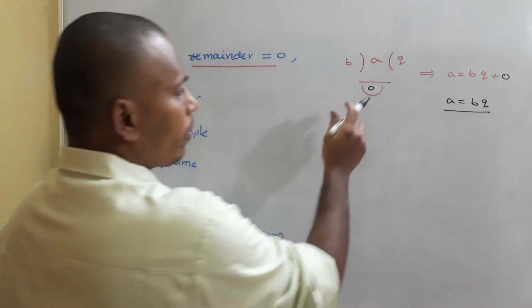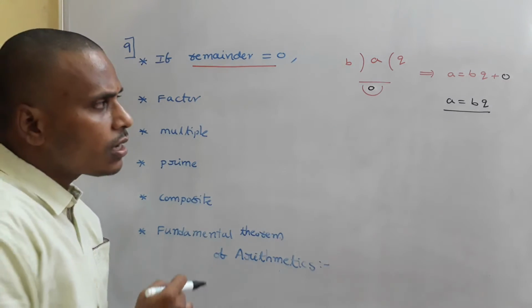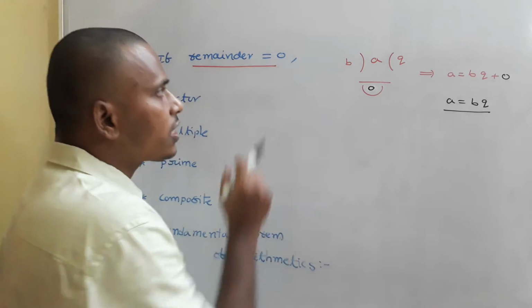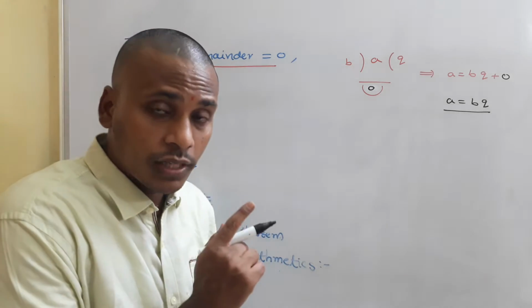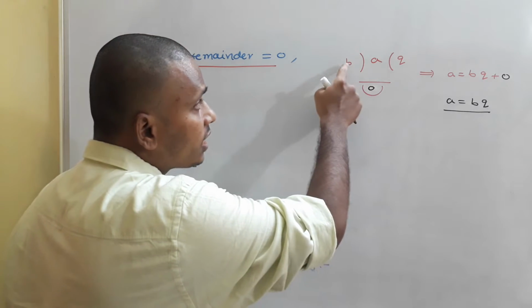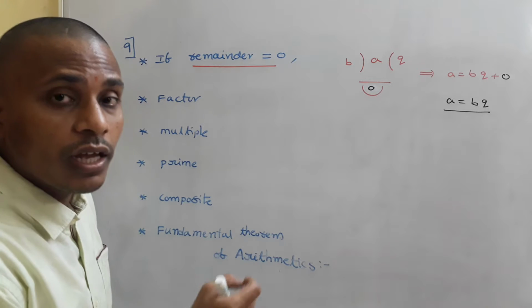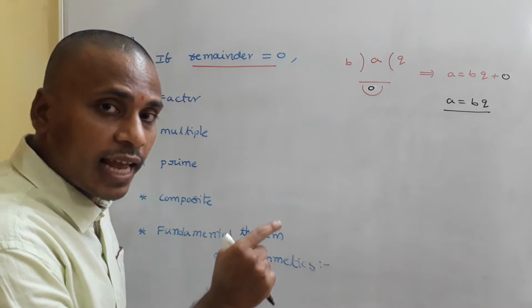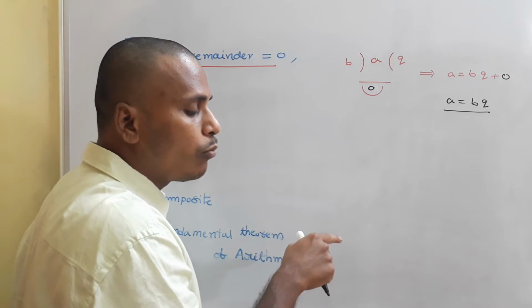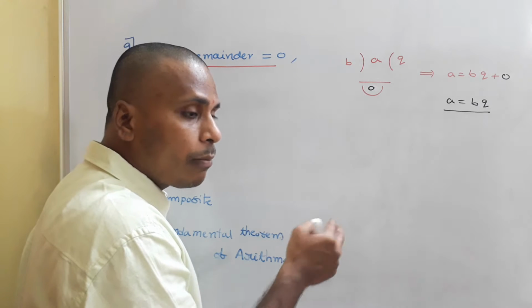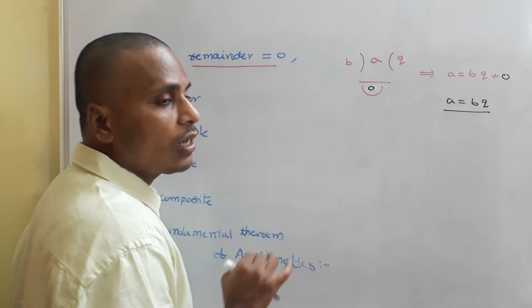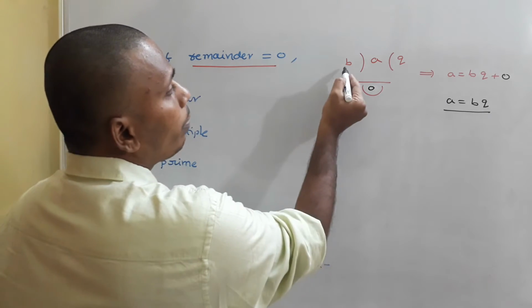If the remainder is 0 when A is divided by B, we write A equals BQ. In this case, that division is considered an exact division, and we usually call it A is divisible by B. Divided by is different from divisible by. A is divided by B leaves some remainder. If A is divisible by B, it for sure leaves remainder 0. And in the same way, we say that B divides A.